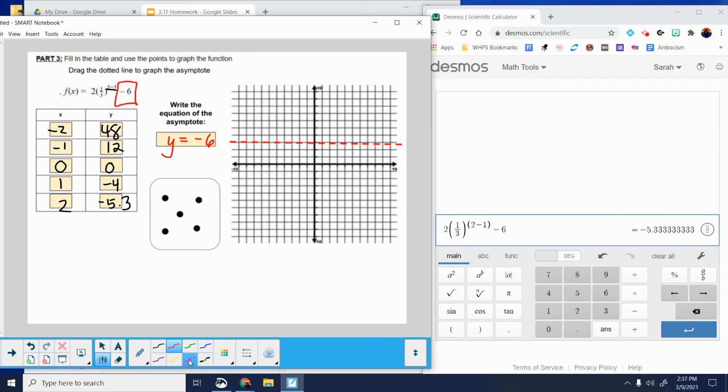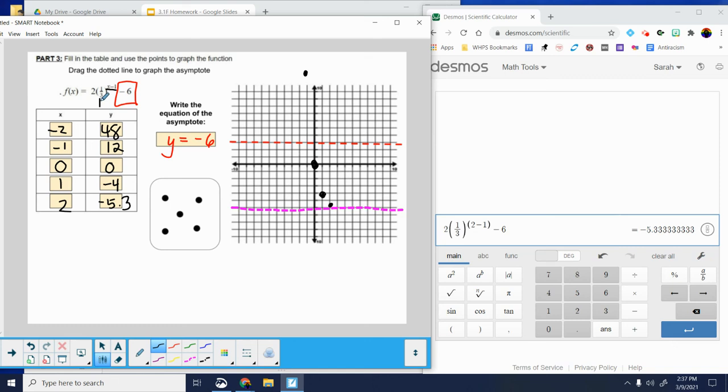Again, ignore that red line. I can't erase it. So I'm going to go to 1, 2, 3, 4, 5, 6. I'm going to draw my dotted line, and I'm going to plot these points. This point is way off the graph, but I can kind of do -112. It's going to be up here. And then I have 0, and then I have -4, and then I have -5.3. So right above my asymptote.